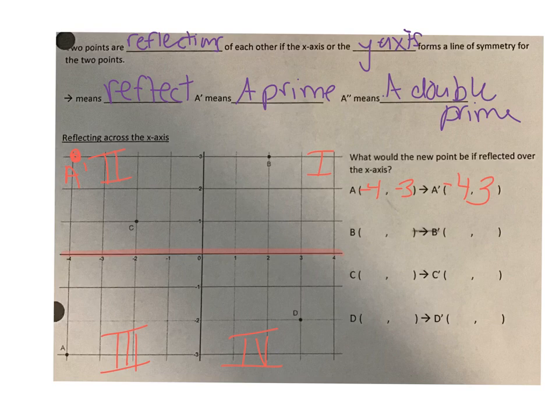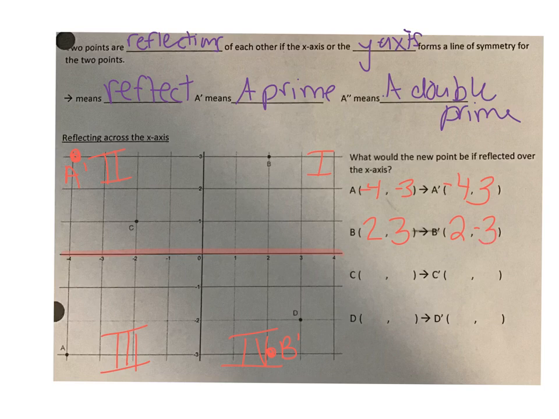Okay, so then let's look at B. Our ordered pair for B is 2, 3. We're going to go over the x-axis, so it's going to come down into quadrant 4. So again, the x value is going to stay the same, and it's going to become down in here where I wrote that. So B prime is going to be down here, and it's going to be 2, -3.